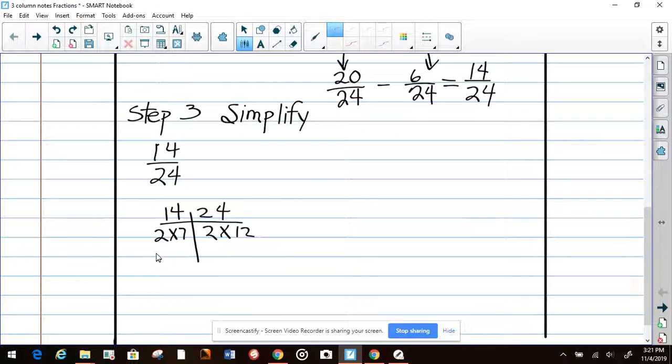Oh, look at this. If you look at these two numbers, they both have something in common, the number 2. They both can be multiplied by 2. So that means they can both be divided by 2. So 14 divided by 2 equals 7, and 24 divided by 2 equals 12. As you can see right here on this table. So now the answer we know is 7/12.